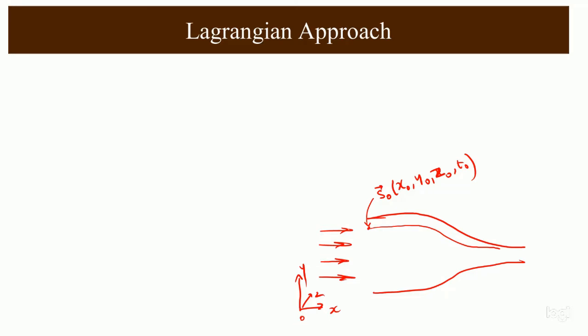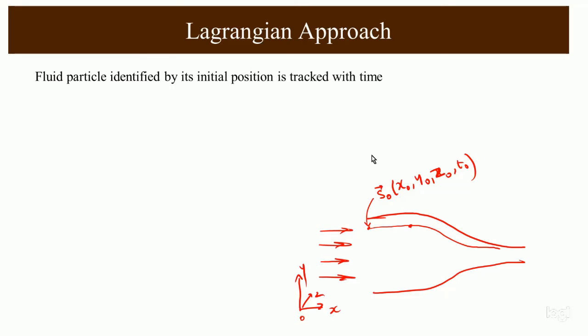Now this particle, how it moves with the time. When it reaches here, what would be its location, what would be its velocity, what would be its acceleration. All these things come with the Lagrangian approach. So fluid particle is identified by the initial position and tracked with the time. What is important here is the path, how it goes. Now that means any position S is specified in terms of S0 and t. S0 is about x0, y0, z0 at time t0. It is tracked with respect to time.